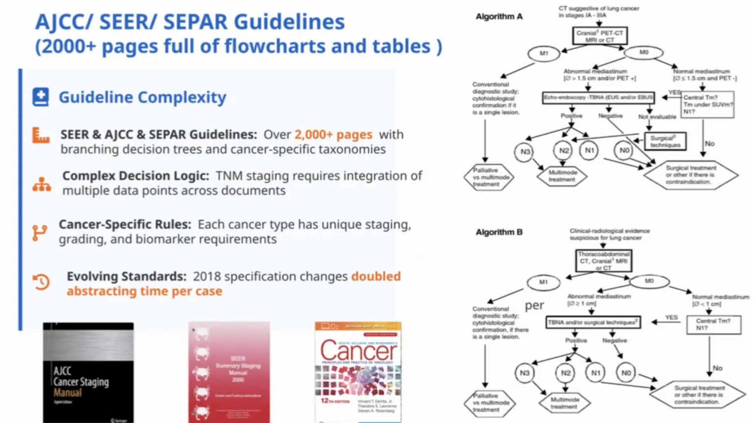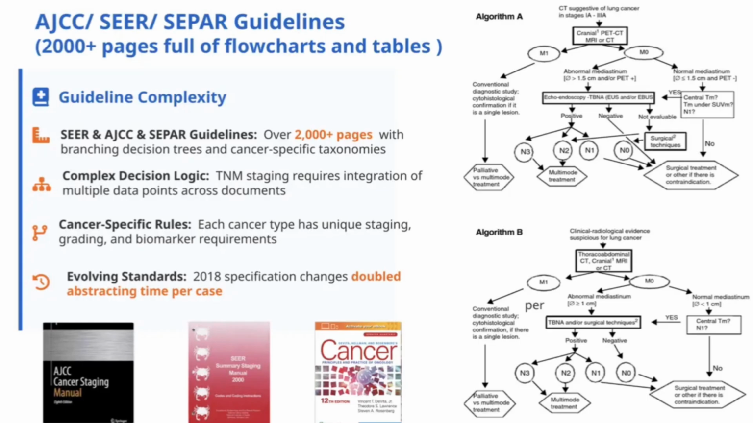Okay, so another problem that we call the rulebook problem. And it's not just about volume, it's also about complexity. There are certain guidelines that I mentioned before, like SEER, AJCC, etc. They set the rules: what to extract, how to extract for different situations. And these guidelines together exceed more than 2,000 pages of flowcharts and branching logic that you see on the right side of this page. So it's quite complex logic.